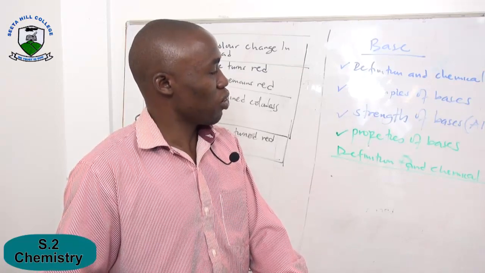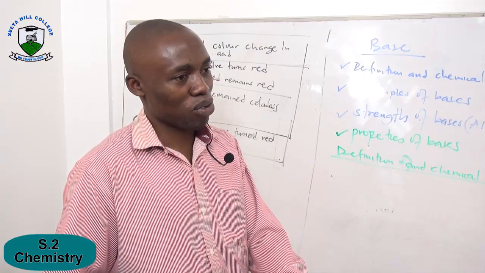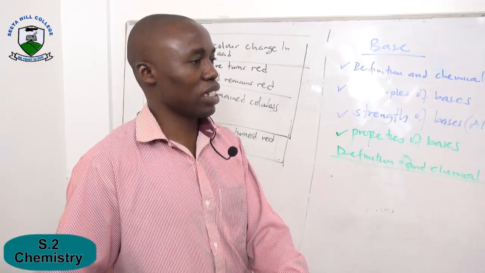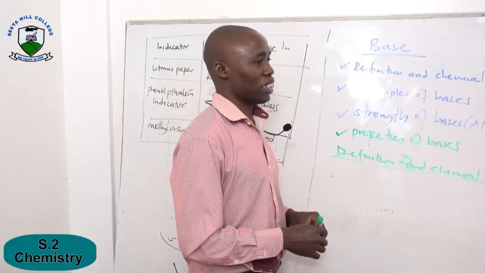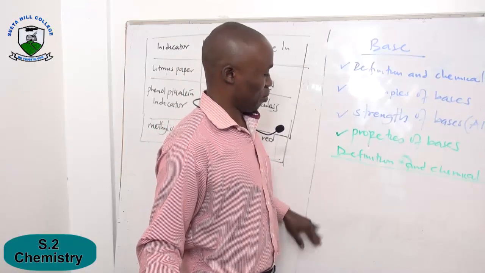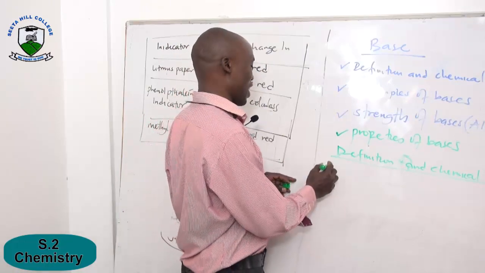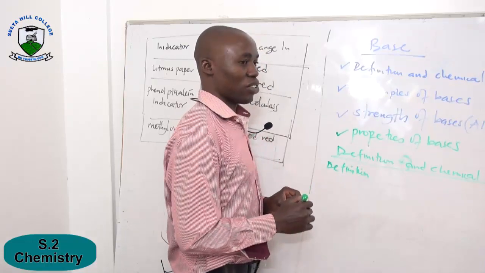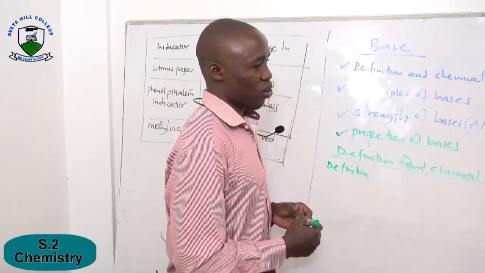We shall pick the definition from the chemical property of an acid, that a base reacts with an acid to produce what? A salt and water. But bases test with which taste? Sour? Clear? Bases are bitter, not so? Yes, they are bitter. That means we can first have the definition, then we discuss the chemical nature. The definition is that a base is a substance that reacts with an acid to produce salt and water only.